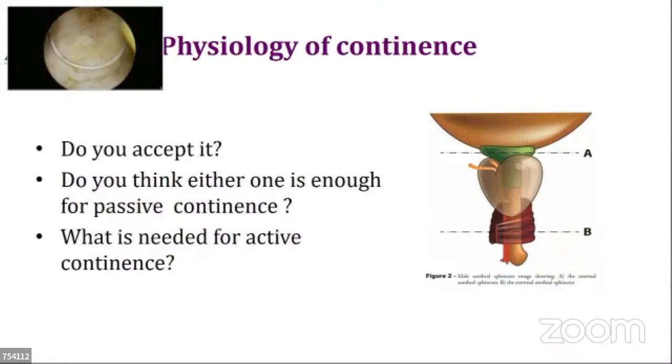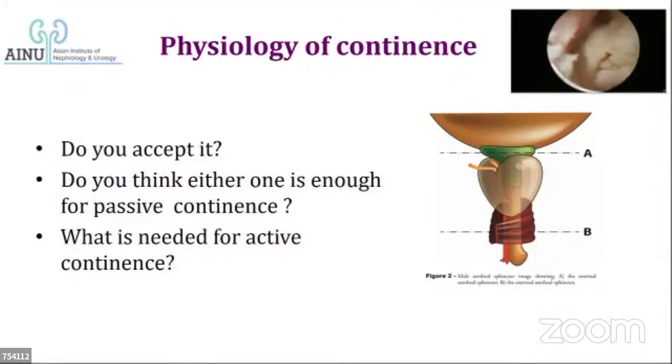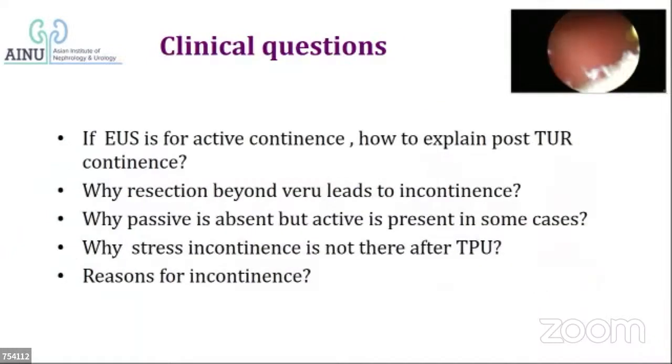This is what we thought about, and the majority of us still accept the same concept. Do you think either one is enough for passive continence? Suppose we take out the active sphincter, the internal sphincter; the external sphincter alone is adequate. Yes, we say that it is adequate. But what is needed for active continence? Passive means at rest, and active means even at strain or anything. Let us get into the detail of it later.